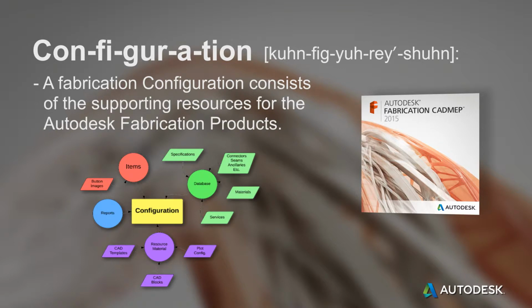Configuration. A fabrication configuration consists of the supporting resources for the Autodesk Fabrication products. Configurations include the items along with their associated button or icon graphics, software settings, service specifications, reports, plot configurations, drawing templates, and blocks.